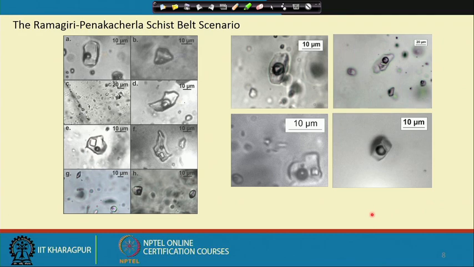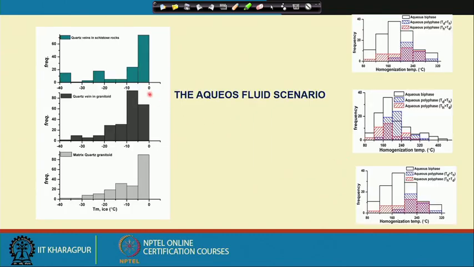These are some of the interpretations, and there are interpretations which would always have some different opinion. You could see the aqueous fluid scenario here where the histograms are plotted. So, the salinity variation we could see going from almost very low salinity near 0 to a salinity value as high as 50-60% with the inclusions which are represented as the polyphase inclusions here.